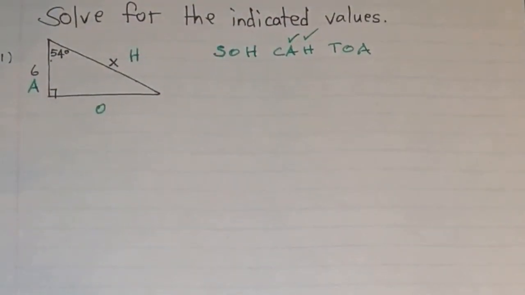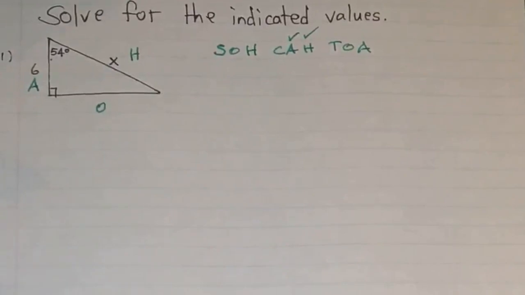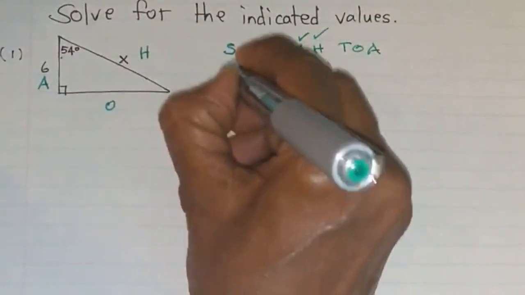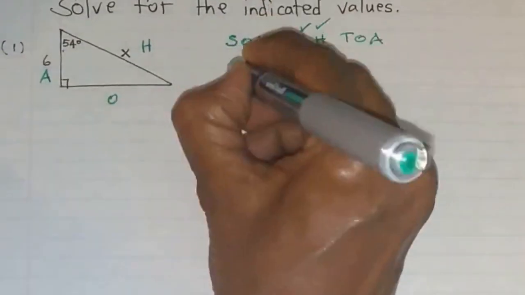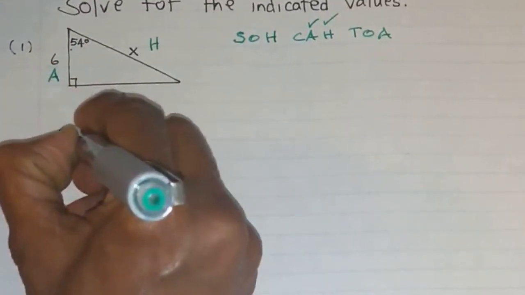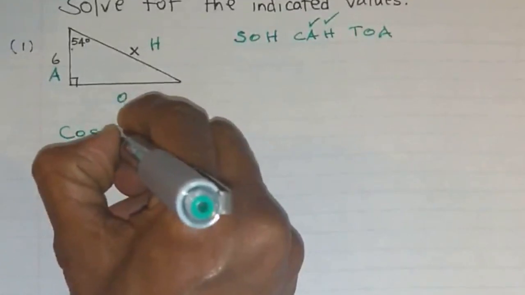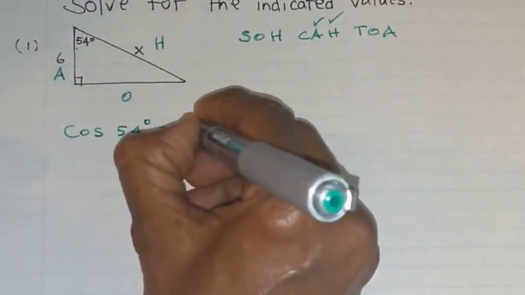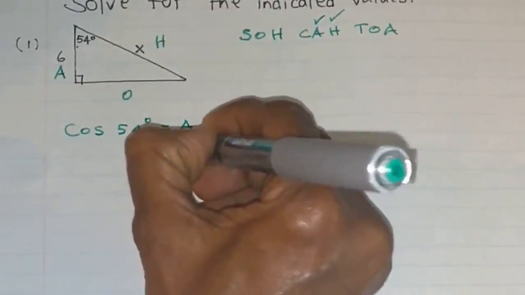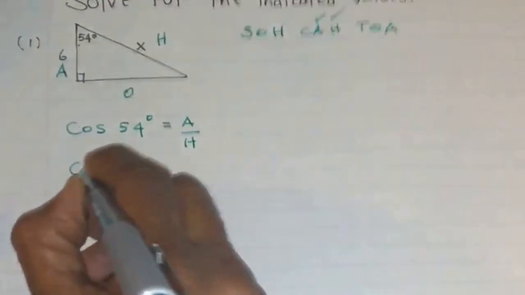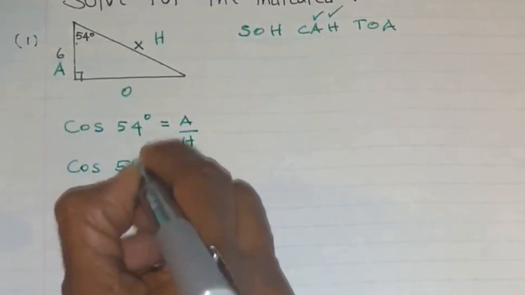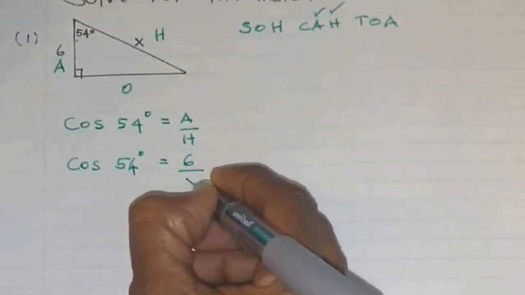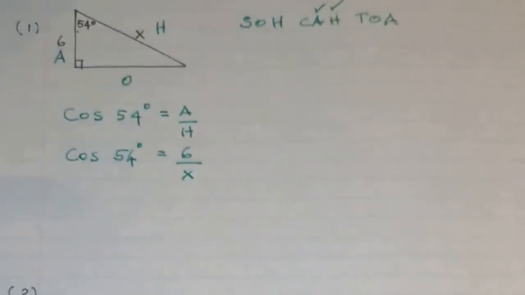And I'm asked to find x, which is the hypotenuse of this triangle. So let's use cosine. So that's going to be cos 54 is equal to adjacent over hypotenuse, and adjacent in this triangle is 6 units and hypotenuse is x. So we have to find what x is.